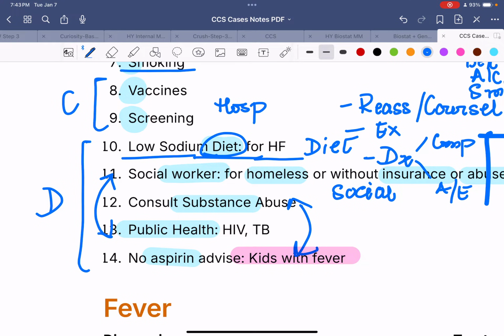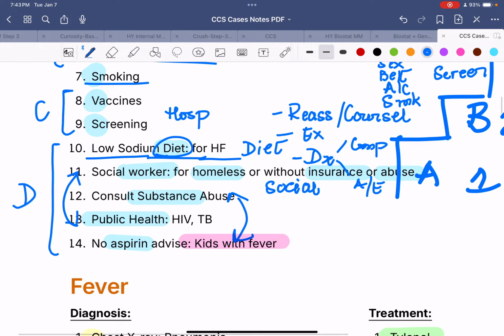So one is diet, and you can remember it by referring to a nutritionist or dietitian for diet. Similarly, if the person is homeless, has insurance problems, or has abuse problems at home, we are going to refer him to a social worker. If he has some substance abuse problem, we'll consult substance abuse services. And if he has some public health infectious disease such as HIV or TB, we'll notify the public health department.